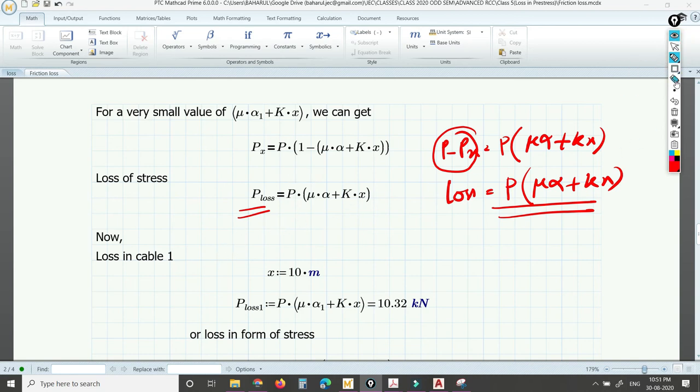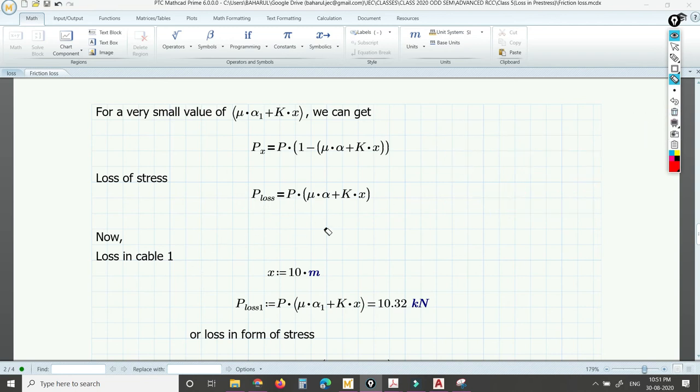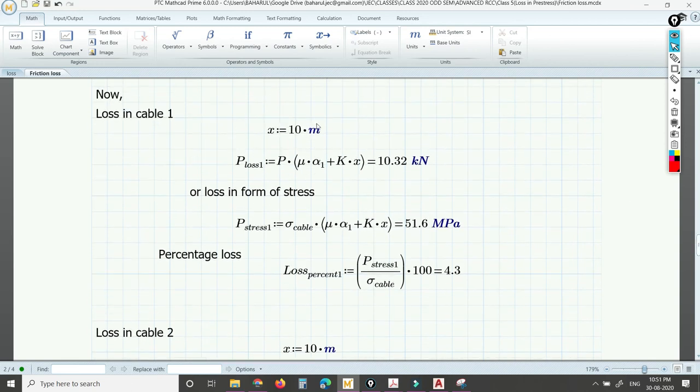Now let's find out the losses for cable 1. The total length of the cable is 10 meter. If you put the values in the equation, the loss of the first cable comes out to be 10.32 kilonewton. For the loss in the form of stress, you just replace this P with the initial stress of the cable, and you will get 51.6 megapascal. The percentage loss is the loss due to friction divided by initial stress, which is 4.3% loss in cable 1.